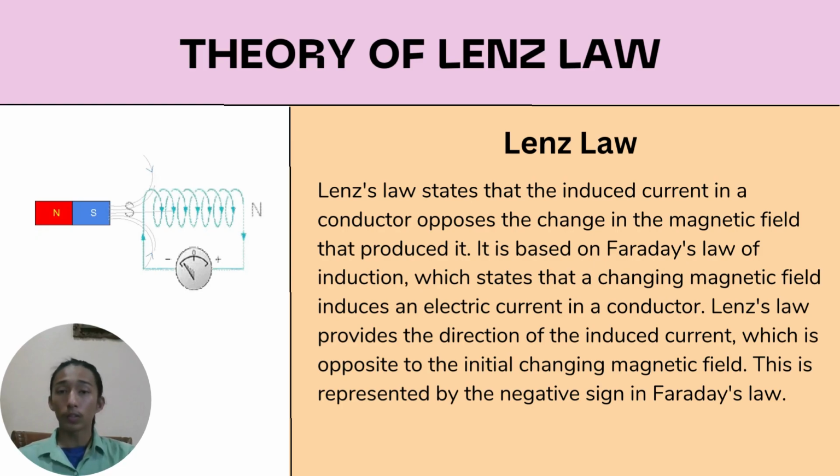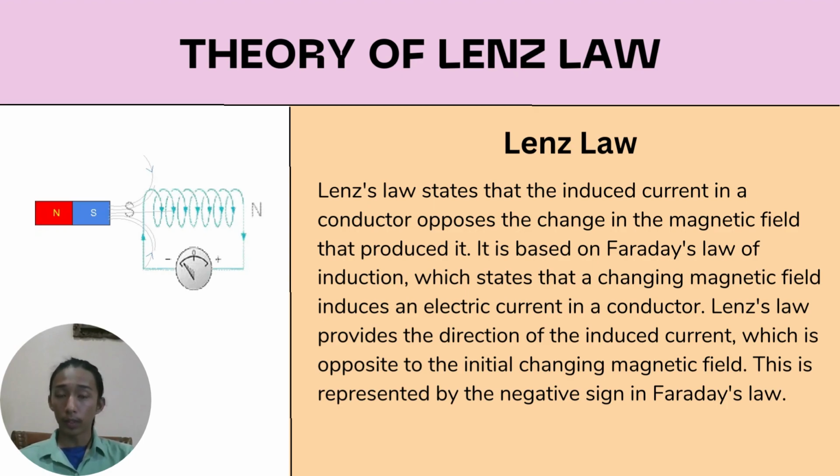Lenz's law states that the induced current in a conductor opposes the change in magnetic field that produces it. What does it mean? When a current is induced by a magnetic field, the induced current creates its own magnetic field. Then this magnetic field will oppose the magnetic field that created it.